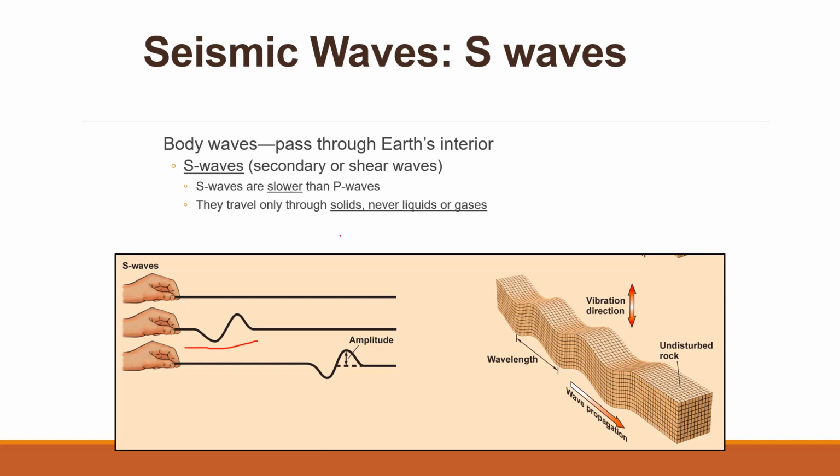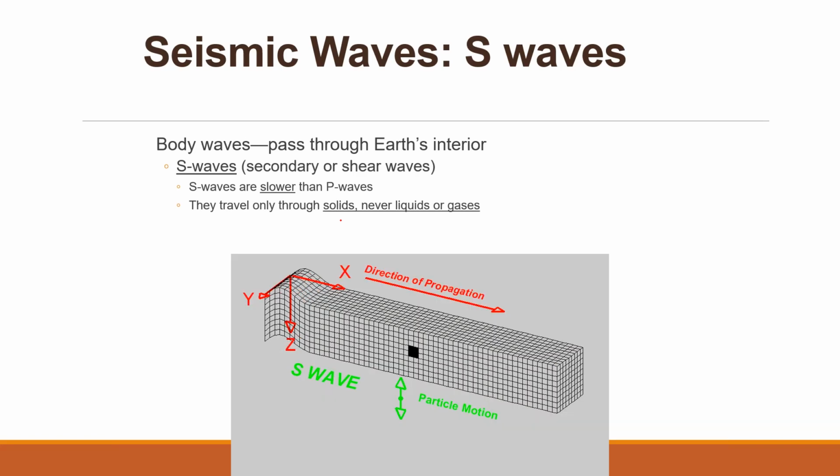They can only move through solids because they are moving due to the resistance to change in shape. Liquids and gases do not resist the change in shape. Therefore, S waves cannot move through them. If we look at our box, it is changing shape. It's the same volume, it's changing shape. And so liquids and gases do not resist a change in shape. Therefore, S waves cannot travel through them. They will stop.